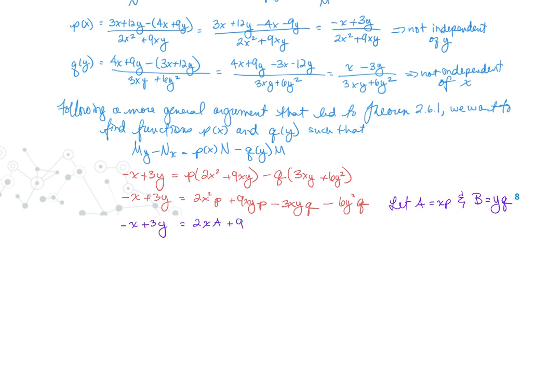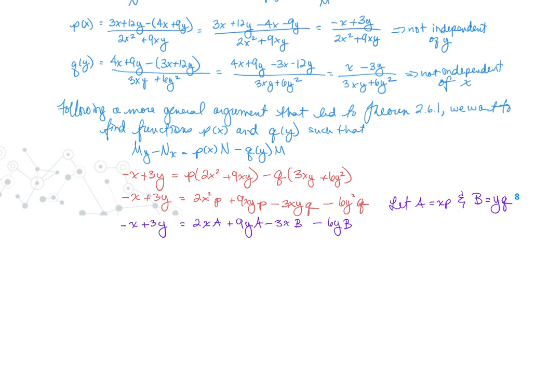Plus 9ya minus, now we're going to be looking at b's. We've got a y and a q together, so this would be 3xb and minus 6yb. So what we can do here is something that's very similar to what we do when we're solving partial fraction expansion.